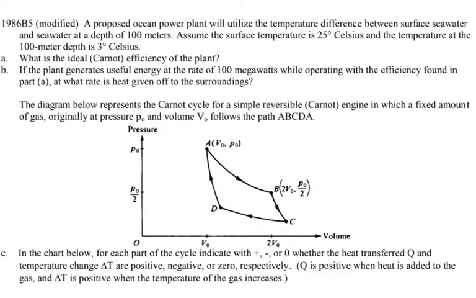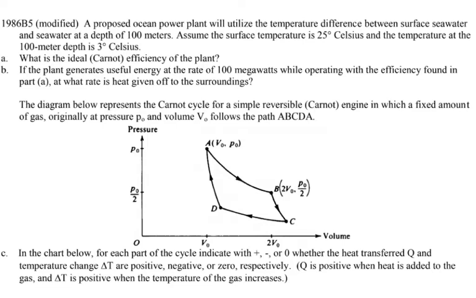This is 1986 AP Physics B question. A proposed ocean power plant will utilize the temperature difference between surface seawater and seawater at the depth of 100 meters. Assume the surface temperature is 25 Celsius degrees and the temperature at the 100 meter depth is 3 Celsius degrees. What is the ideal Carnot efficiency of the plant?